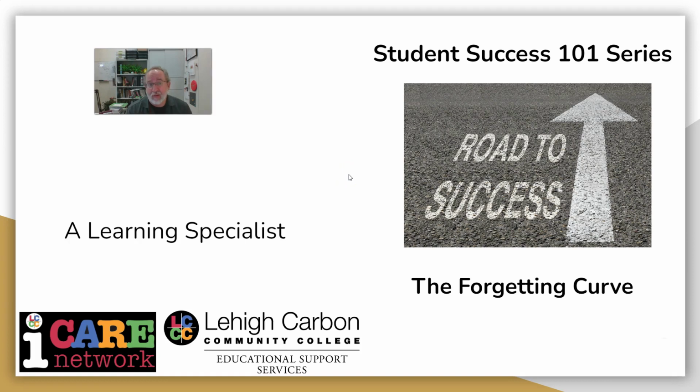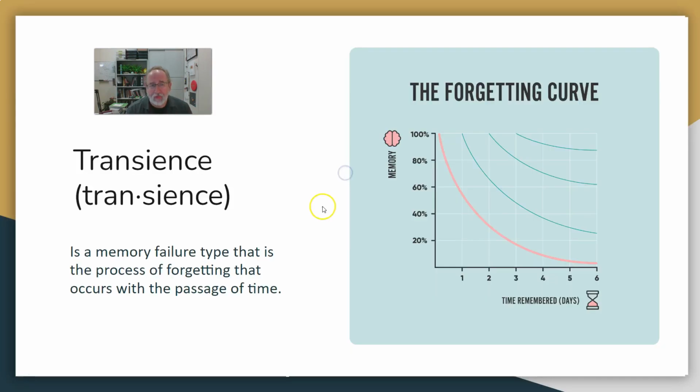You have a lot to remember in college, lots of studying to do. Understanding the forgetting curve is one of your keys to be successful here. Transience is a type of memory failure that basically means that over time we forget things, right?